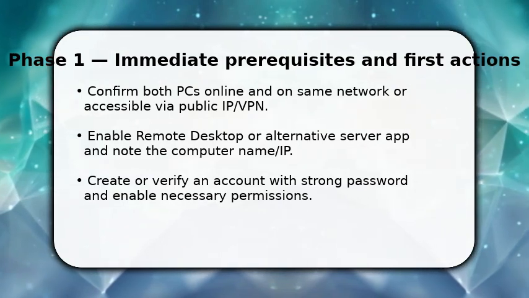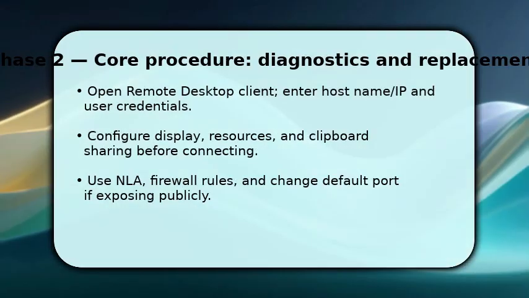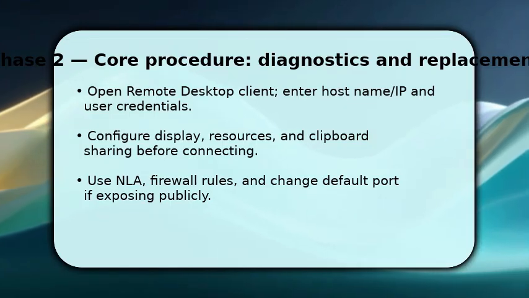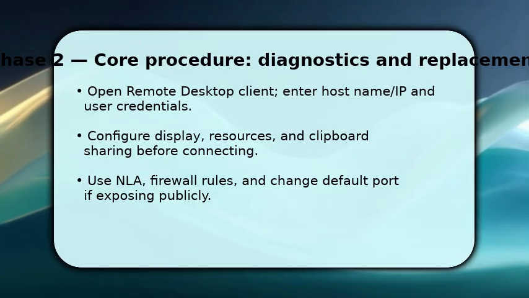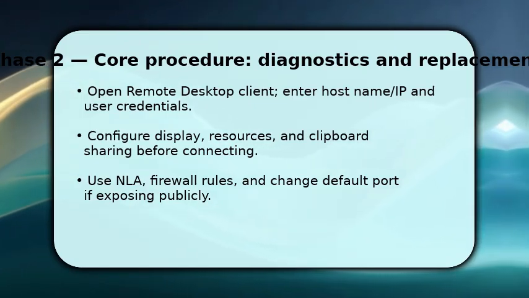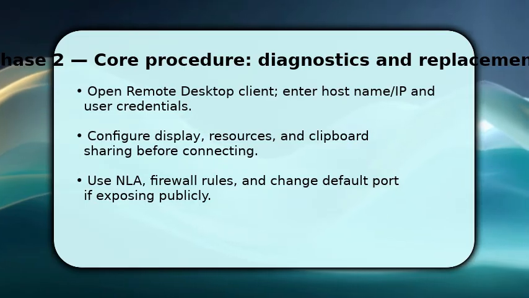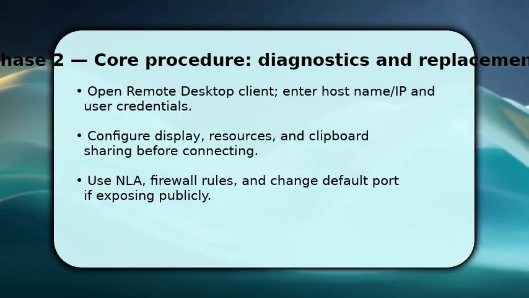Now you switch to the client machine and open the remote desktop client or app. Type the host name or IP and enter the credentials you prepared. Before you click Connect, configure display resolution, local resource redirection like clipboard and drives, and set experience options for bandwidth savings.